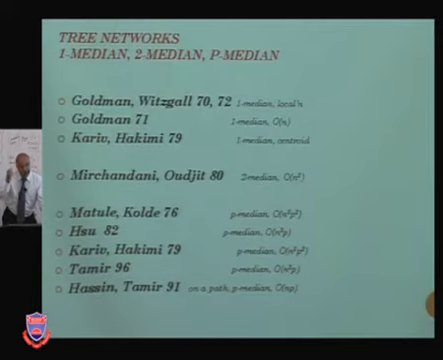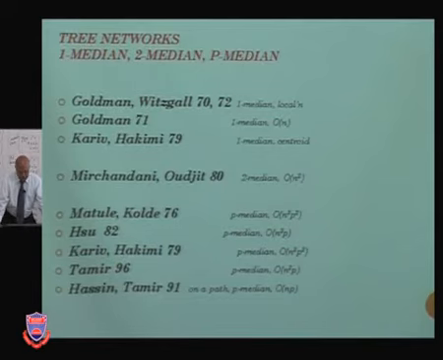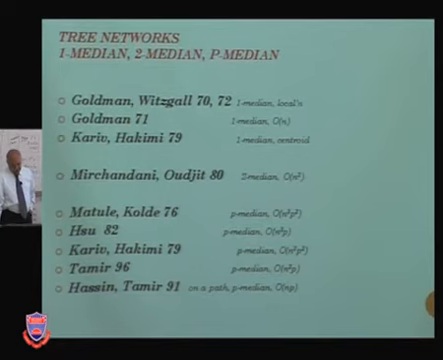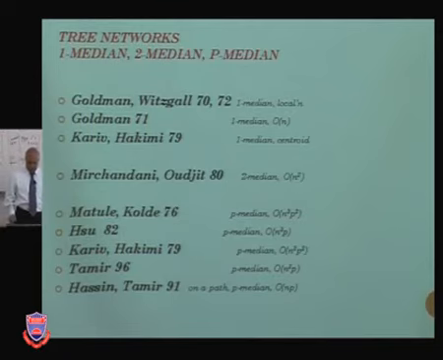Tamir gave a more efficient version of this algorithm, and he made it more transparent, which works in n squared p time. If the network is not a tree, but rather just a path, then even more efficient algorithms can be developed. One is by Hassin and Tamir. It works in O(np) time.